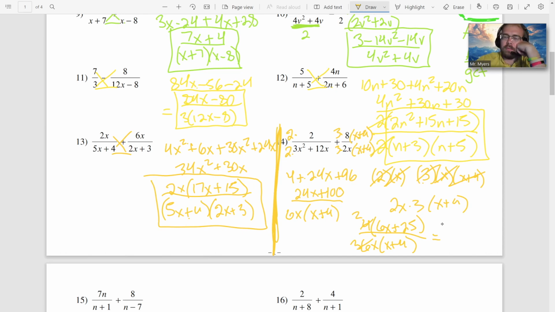We can go ahead and redistribute if you want to, but you don't really have to. I'm going to just so it looks a little nicer. And it is kind of more simplified to go ahead and redistribute. So 3x squared, and then 3x times 4 is 12x. And that's it for that one.